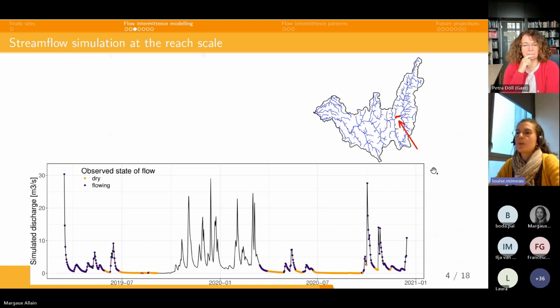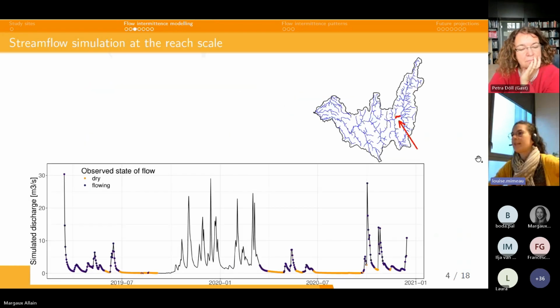So at this stage, once we have our hydrological model which is calibrated, we can simulate the discharges at daily time step for every reach of the river network. Here you have an example of the simulated discharge in the reach that is colored in red in the map of the French catchment on the right side. And we compared the simulated discharge with observed data of the state of flow we had in this reach. In this reach, we had a camera that took pictures every day. And from this picture, we could tell if the river was actually flowing.